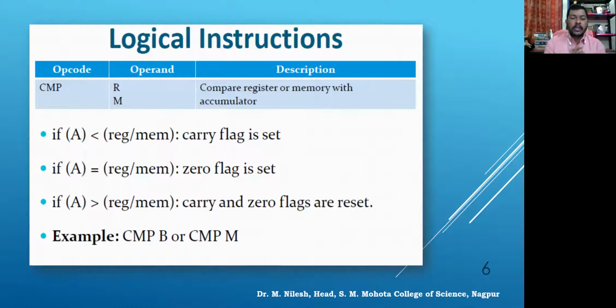Examples are given over there: compare B or compare M. We are going to use this compare M instruction. This is about the logical instruction that we are expecting to use in today's program, right? So let us start with today's program.